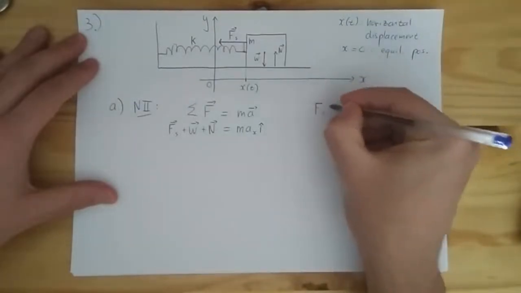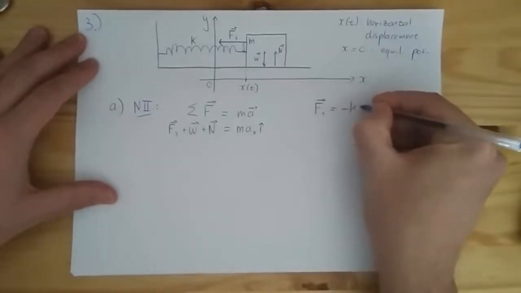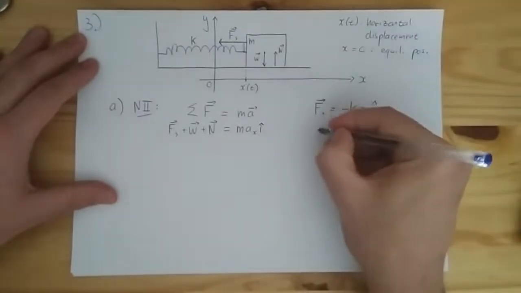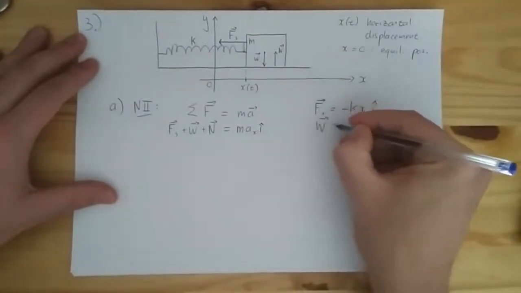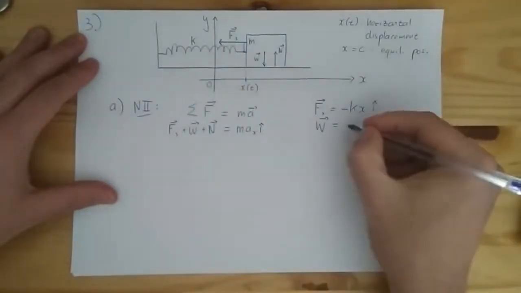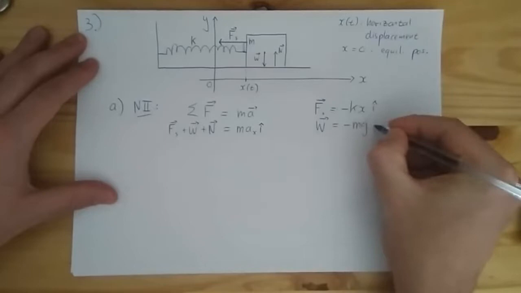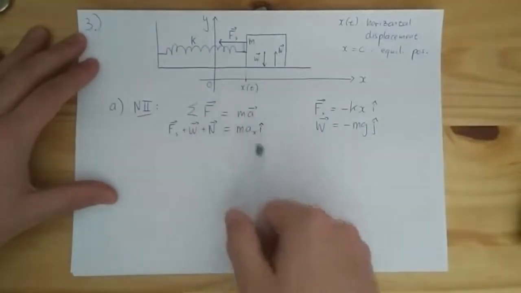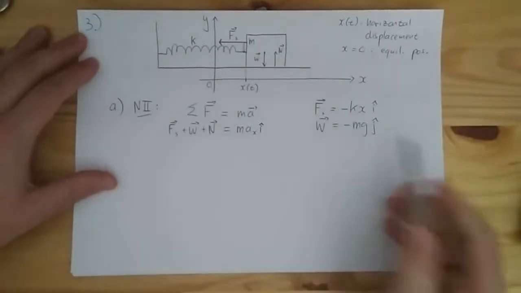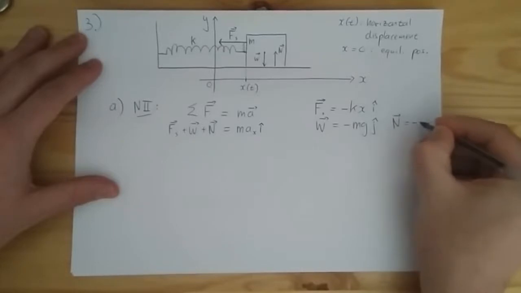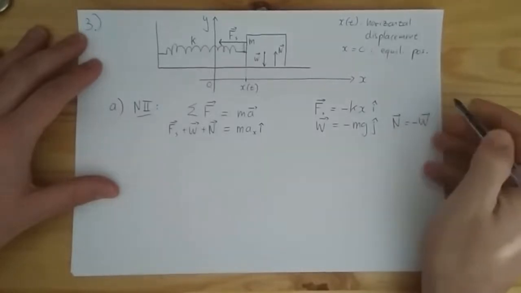Okay, and what are these forces? The spring force is equal to minus k x times the unit vector in the i direction. The weight we know, because I chose y to be positive in the upward direction, is minus mg times the unit vector in the y direction. If I chose y downwards to be positive, then this would have been plus mg. And the normal force in this case will just be minus the weight.